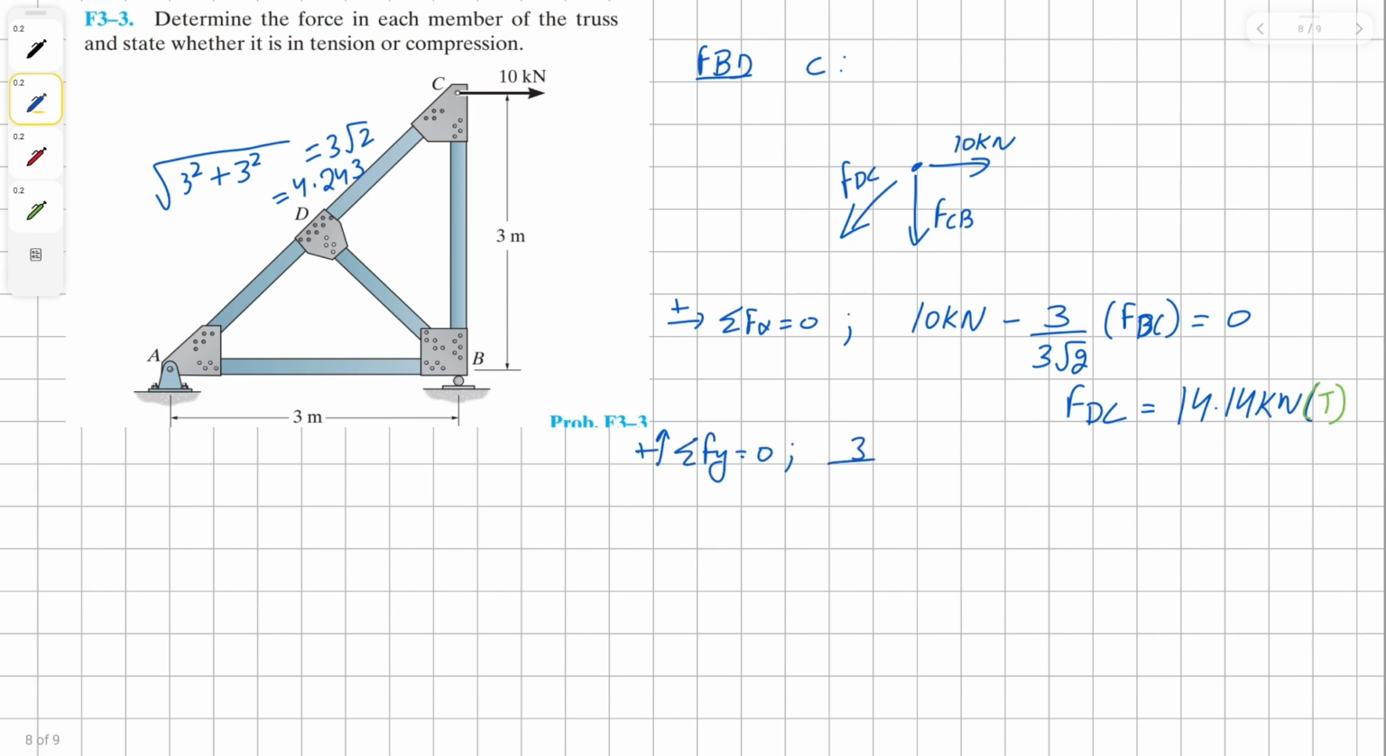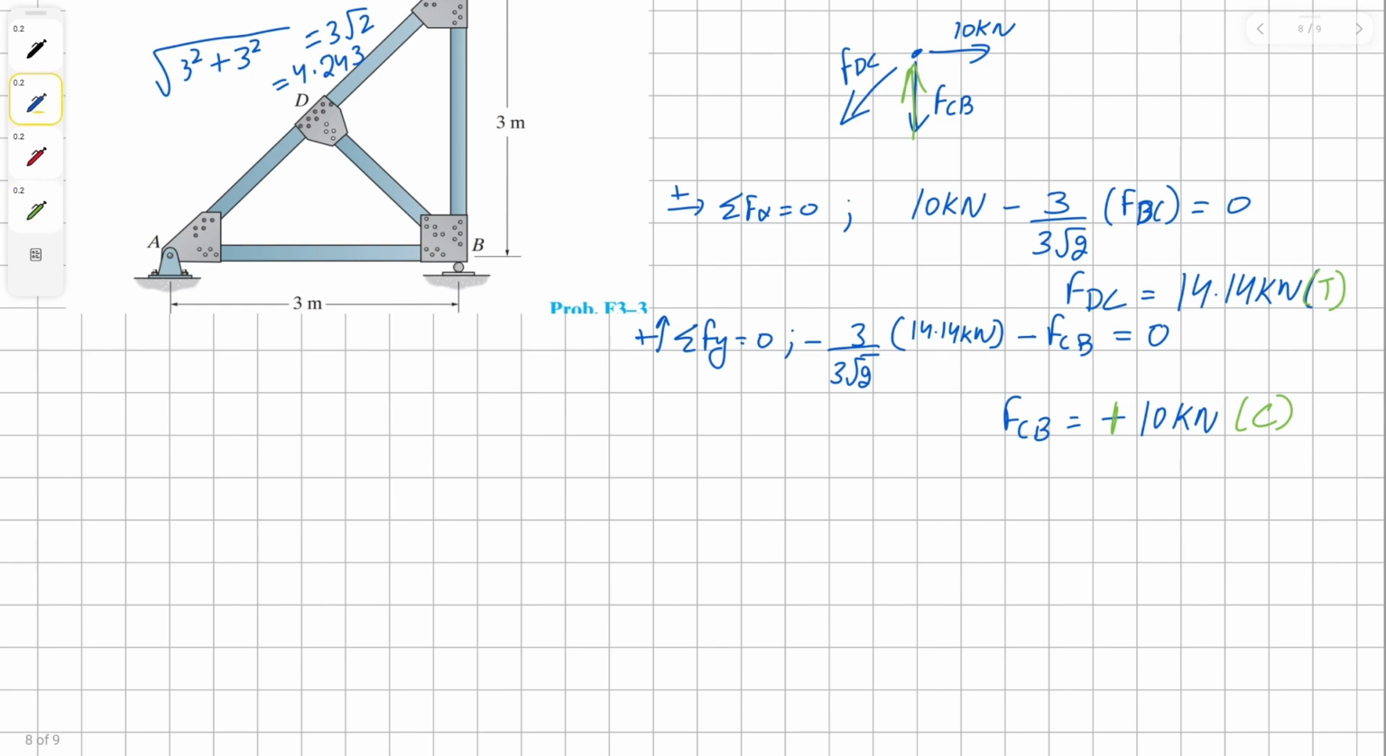It's going to be 3 over 3 root 2 times our newly discovered force, which is 14.14 kilonewton, take away force CB equals to 0. Solving for force CB, we get our solution as negative 10 kilonewton. That means we assumed our vector to be in the wrong direction. By switching the direction, we can change our sign for the value, and it also confirms that this member is in compression. Now let's sum the forces in joint D by drawing its free body diagram.